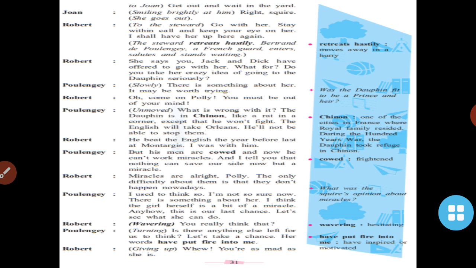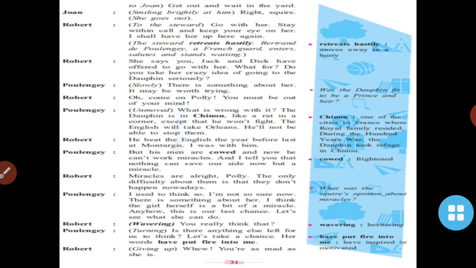Robert is saying, "Oh, come on, Polly. You must be out of your mind." Means you think about it once, that you are going to go with her. Polanyi, unmoved. Okay, he is unmoved. What is wrong with it?